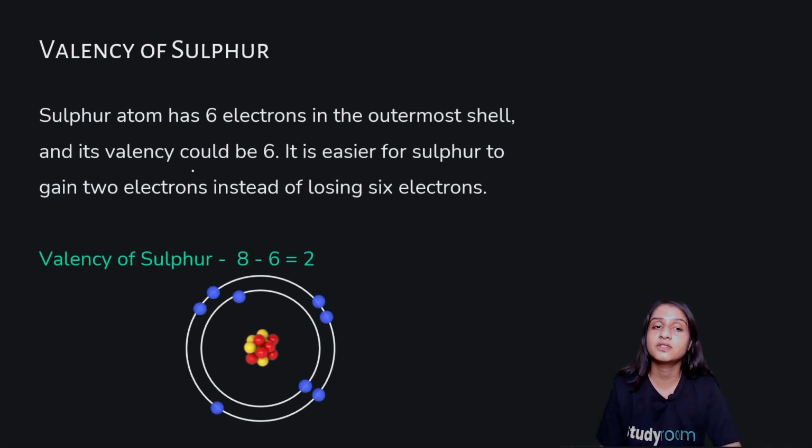Okay, so valency of sulfur. Sulfur atom has 6 electrons in its outermost shell. Okay, and its valency could be 6. It is easier for sulfur to gain 2 electrons instead of losing 6 electrons. So valency of sulfur, it's 8 minus 6, that is 2.